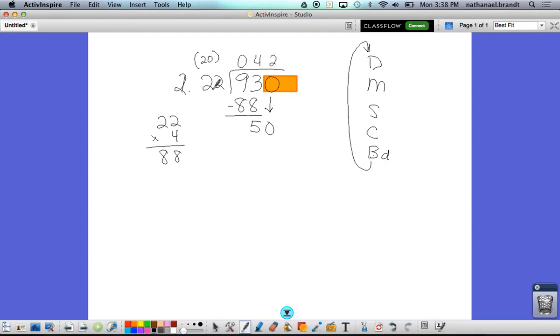If I can't do 22 times 2 in my head, I'm going to come over here and do 22 times 2. 2 times 2 is 4, 2 times 2 is 4, so 44. 2 times 22 is 44. Then I subtract. 50 minus 44 is, oops, I did that wrong. 4, and then 10. 10 minus 4 is 6. 4 minus 4 is 0. There's nothing more to bring down, so I have a remainder of 6. So 930 divided by 22 is 42, remainder 6.